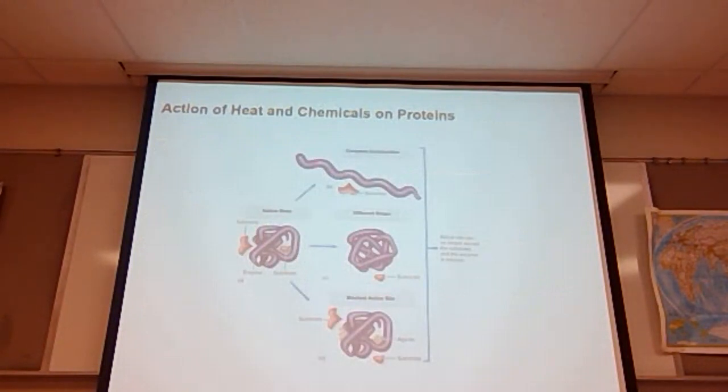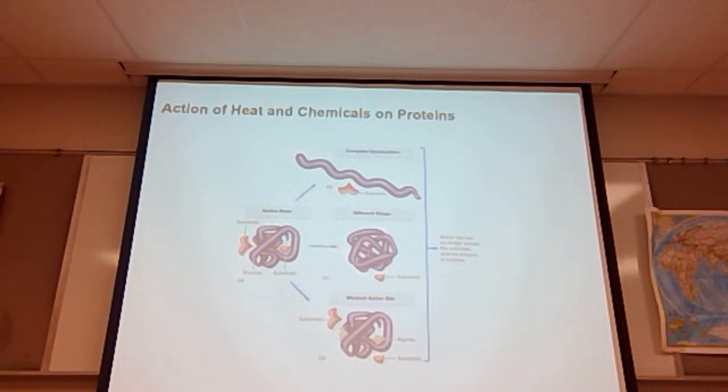Here's how heat works. Here's a normal protein. Here's the substrate. This is the native state, excuse me, I misinterpreted. Here you see where the substrate is supposed to attach here and here. Here, complete denaturation. The protein has completely lost its conformation, therefore the substrate has no place to attach.